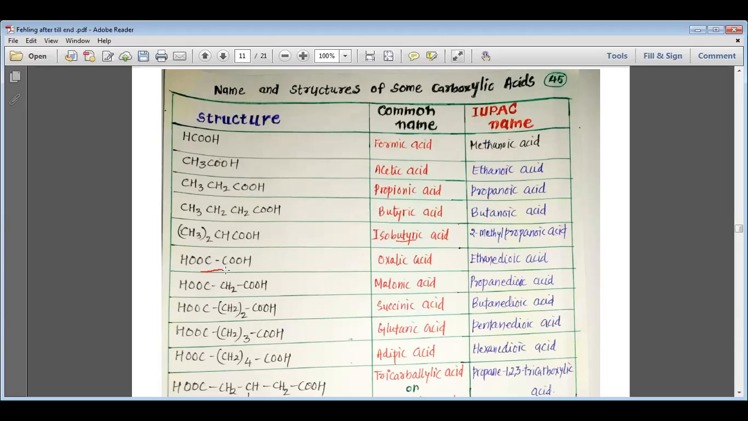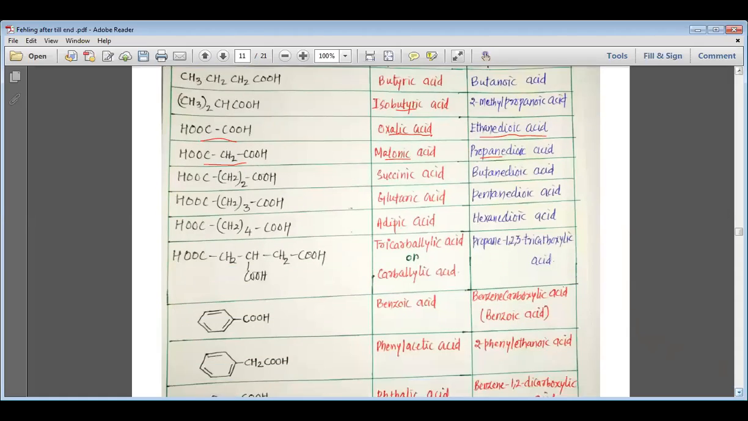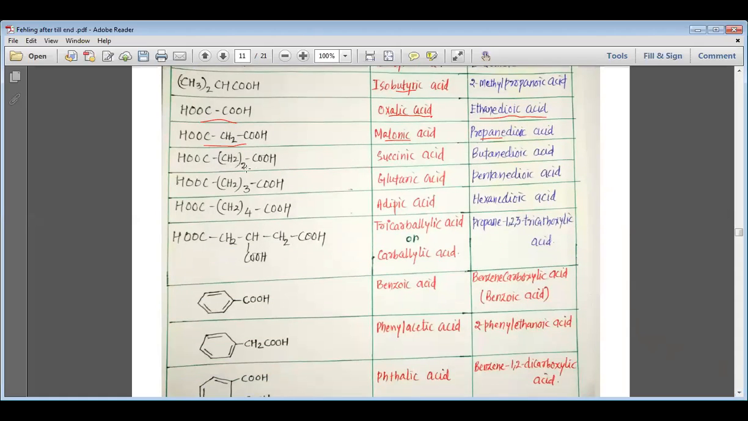Then this COOH, the common name is oxalic acid, and here it is ethane dioic acid. You can even write ethane 1,2-dioic acid. If you have 3 carbon chain, please remember the common name, which is malonic acid, or it is also known as propane dioic acid. 3 carbon propane dioic acid. You can see here 4 carbon, so it is known as butane dioic acid. If you have 5 carbon, it is pentane dioic acid. If you have 6 carbon, it is hexane dioic acid.